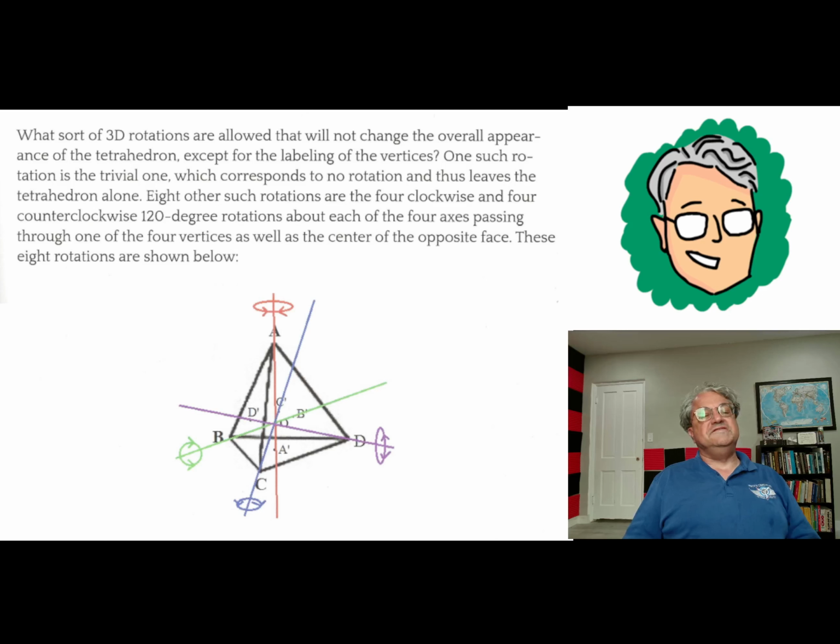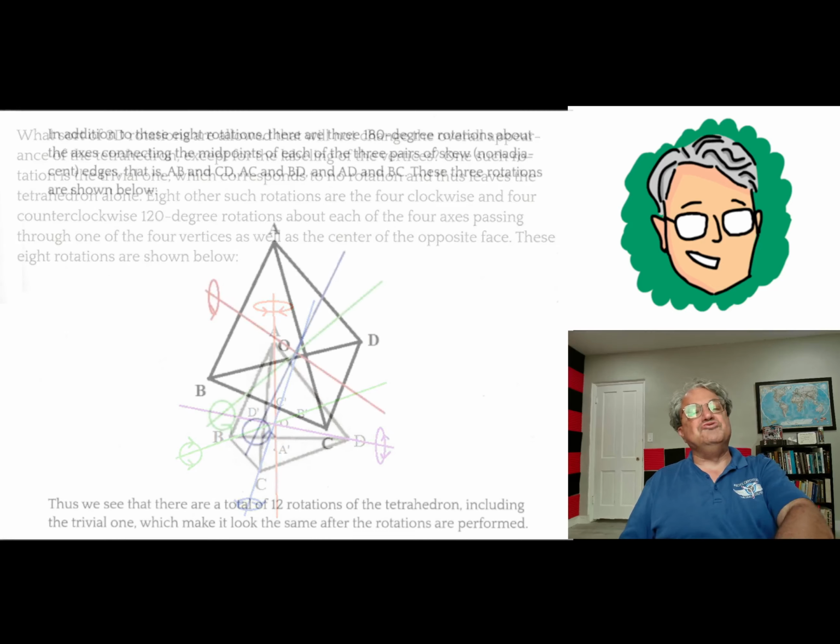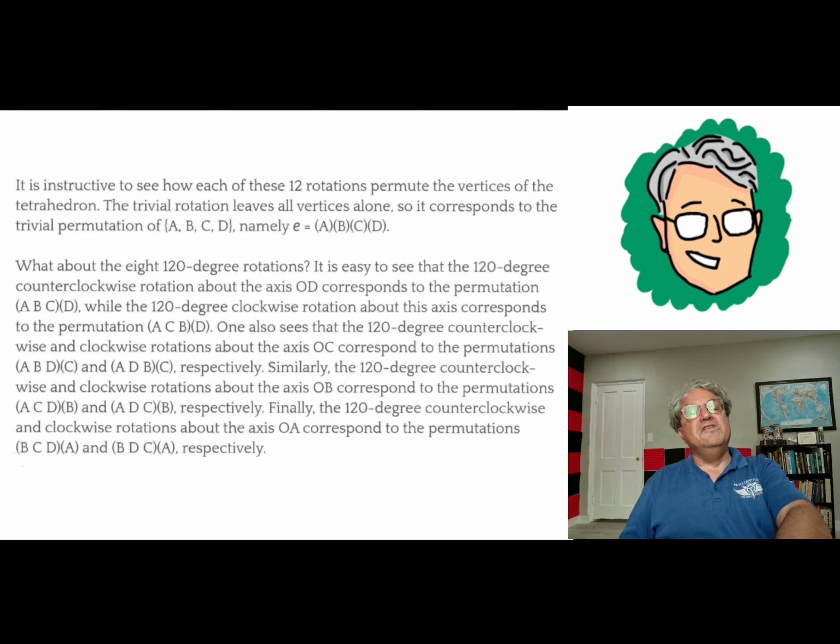But B gets sent to, if we're rotating counterclockwise, B, maybe we should go clockwise. If we're going clockwise, B goes to C, C goes to D, and D goes to B. So that would be in cyclic notation the rotation (BCD). I think I do show that on the last slide. So that's one of our 120 degree rotations. Yeah, (ABC) and then (D).